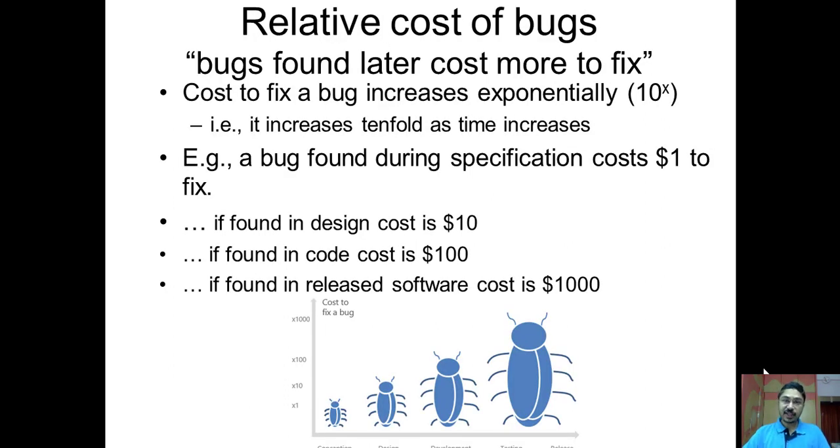Here is the relative cost of bugs. The sooner you find the bug in your software and the sooner you fix it, the better in terms of cost. Bugs which are found later in the phases will be difficult to fix, and also will cost much more. So here is the graph they have given.